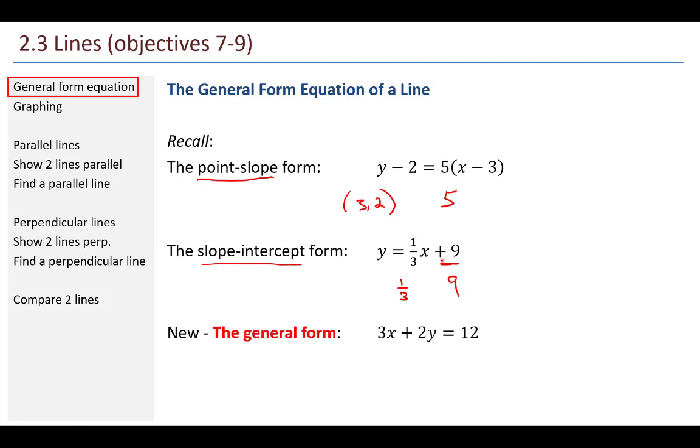But there's another form called the general form, and that is just like 3x plus 2y equals 12. It's just a number times x plus a number times y equals 12. Sometimes you see it ax plus by equals c. Whenever your line has an equation in this form, this is the general form. Unfortunately, with the general form, you can't pull out the slope or a point so easily, but there is one nice feature to the general form.